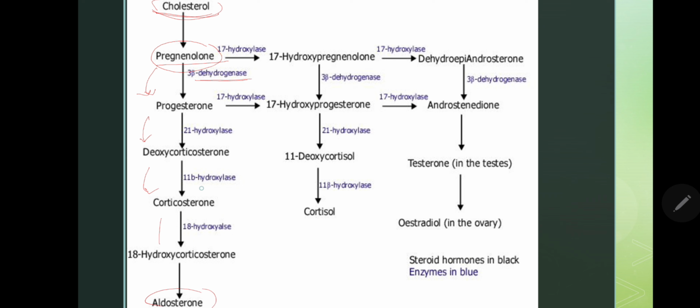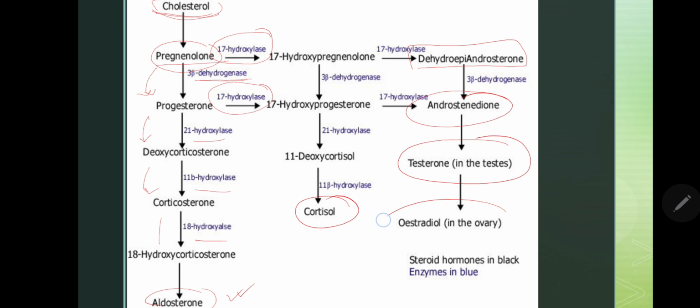So the enzymes are 11 beta hydroxylase, 21 alpha hydroxylase, 18 hydroxylase, and 17 alpha hydroxylase. These are the major enzymes which produce aldosterone, and there is 17 alpha hydroxylase which produces cortisol. And lastly, this pathway also produces DHEA, that means dehydroepiandrosterone, and from the androsterone there is production of androgen hormone, and after that testosterone and also estrogen.